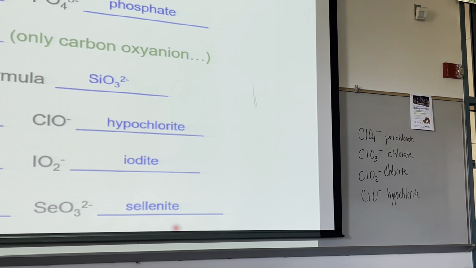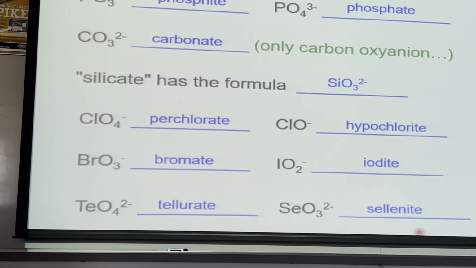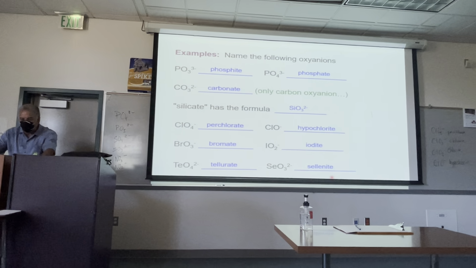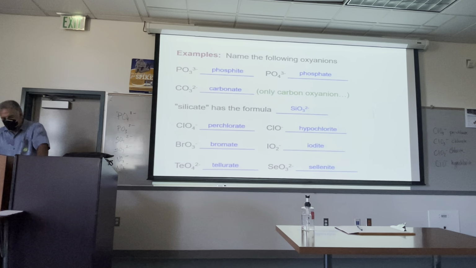So name the following again. Here we go. Name the following oxyanions if you can. Phosphite, phosphate, carbonate, there's a good one, the only carbon oxyanion. Silicate has the formula SiO3 2-. Then we have our perchlorate, hypochlorite, bromate, iodate, tellurate, selenate.